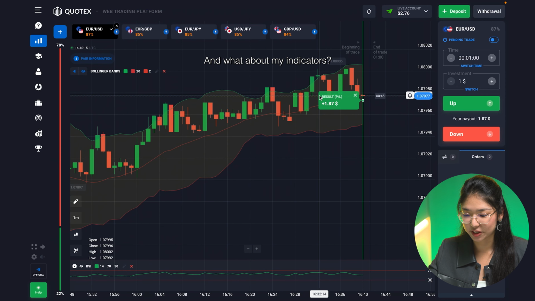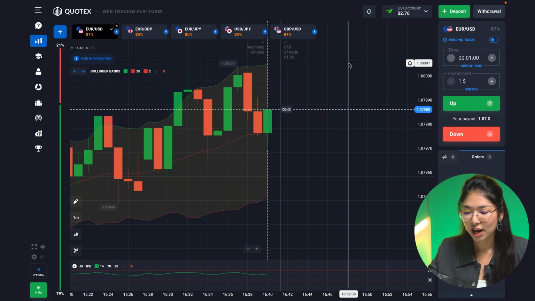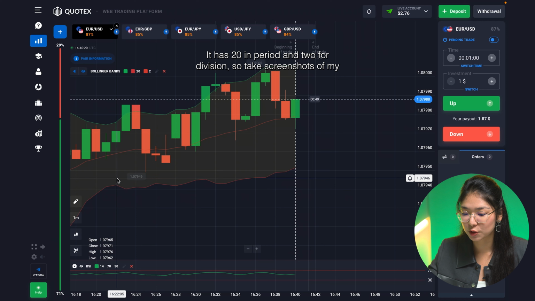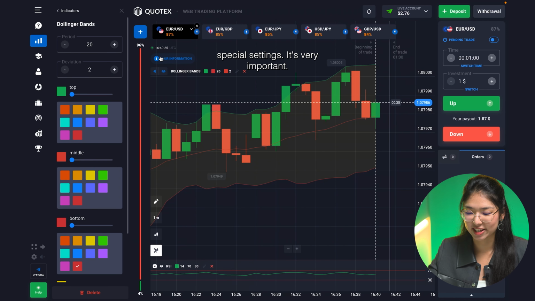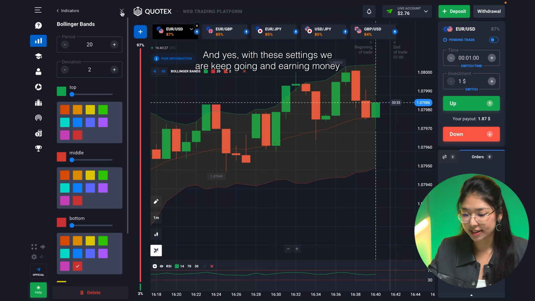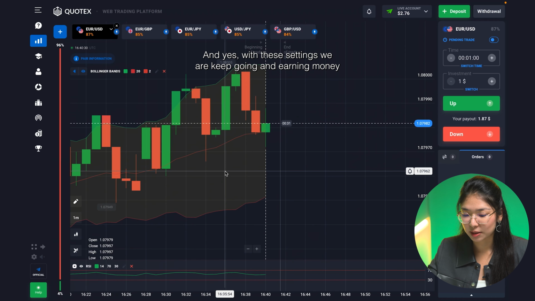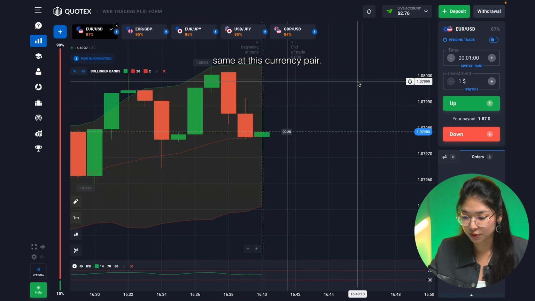And what about my indicators? I just want to show you the settings. Look at the Bollinger Bands indicator. It has 20 period and 2 for deviation. So take screenshots of my special settings. It's very important. And yes, with these settings we keep going and earn money in this currency pair.